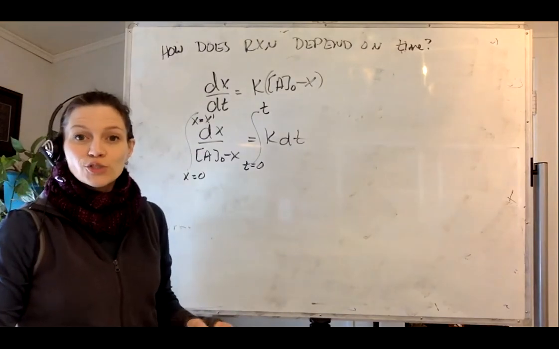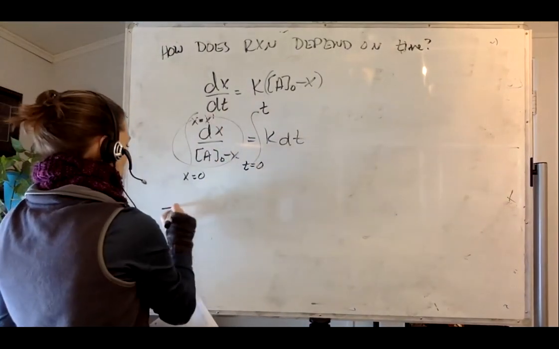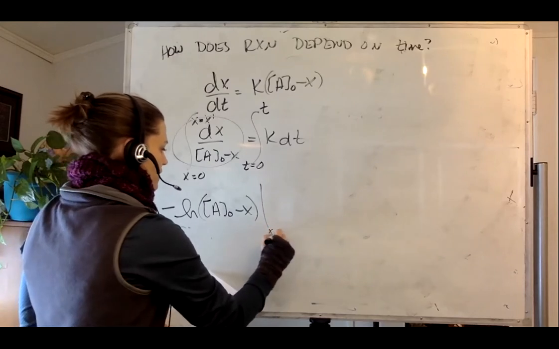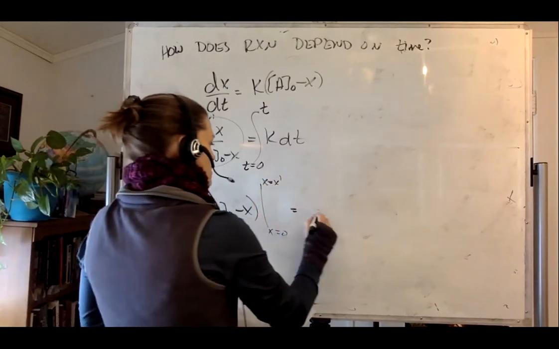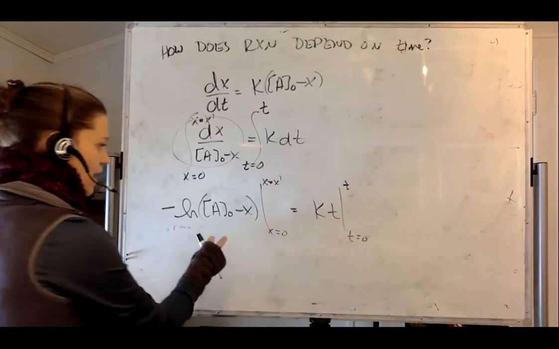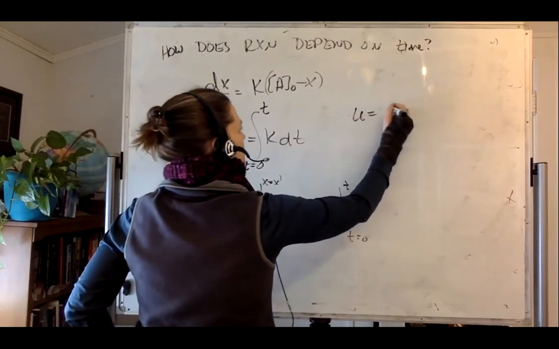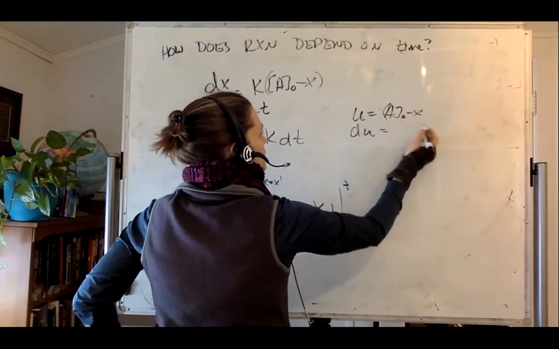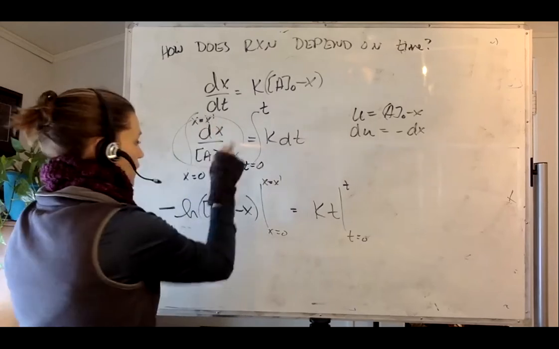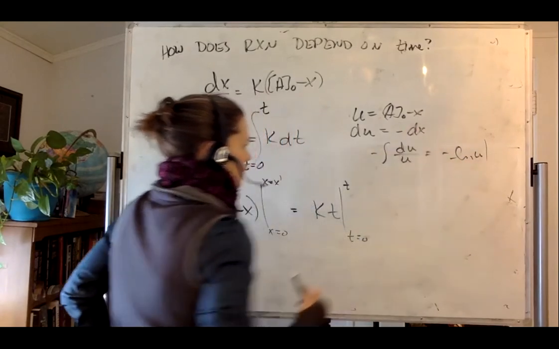Okay, so now I am going to integrate the rate law, which yields the integrated rate law. So this becomes minus log of A0 minus X, evaluated from X equals 0 to X equals some X prime. And then this equals K times T, integrated from T equals 0 to some later time. All right, so hopefully you can see, I can do a U substitution here. And I can say U is equal to A0 minus X, such that du is equal to minus dx. And that's where this negative sign comes in. And then this becomes the integral with a negative sign, du over u, which is just negative log of u integrated over the integration limits.